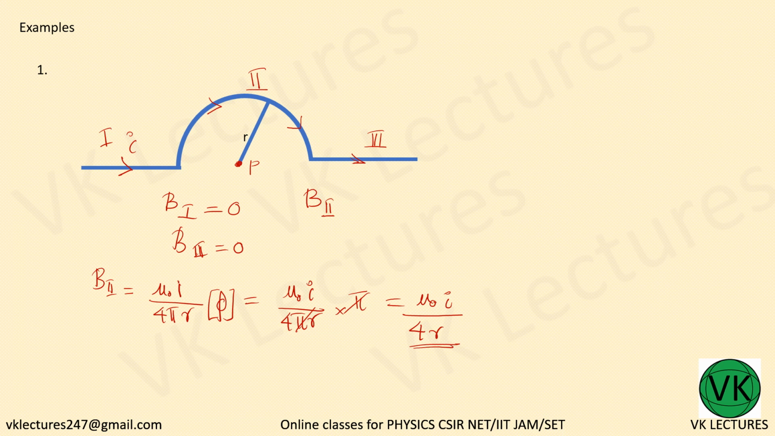This is the expression, and we also need to find the direction. The current is in the clockwise direction. As you know, if the current flows in the clockwise direction, the direction of the magnetic field will always be into the plane. So this is the magnitude of the field and this is the direction.